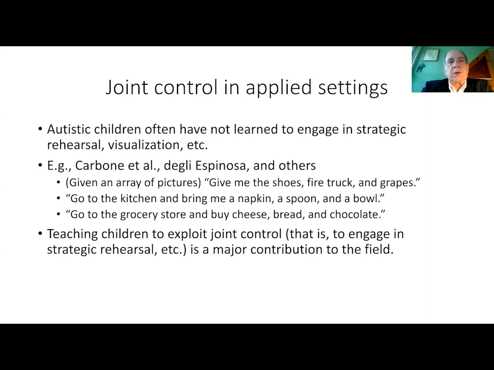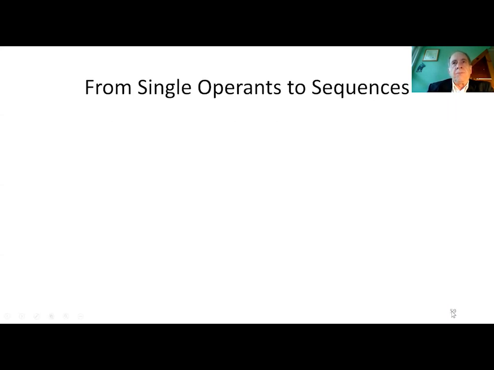Teaching children to exploit joint control is a major contribution to the field, and the National Autism Conference is one of the main places where this concept is taught. So you're luckier than most in getting exposed to it. So now I'm going to move on from single operants to sequences of operants.